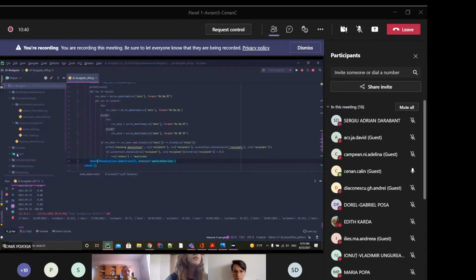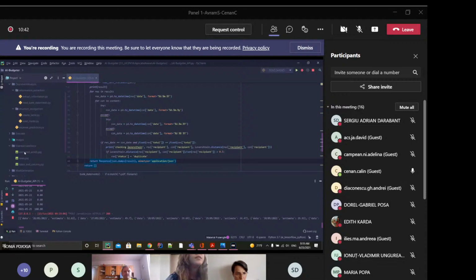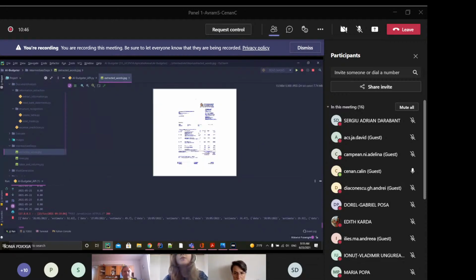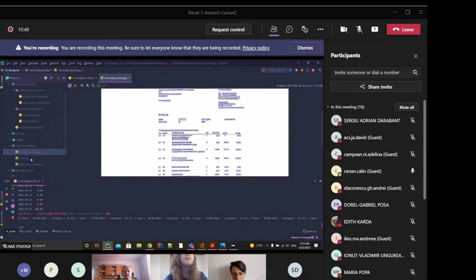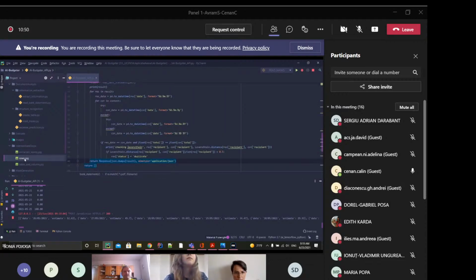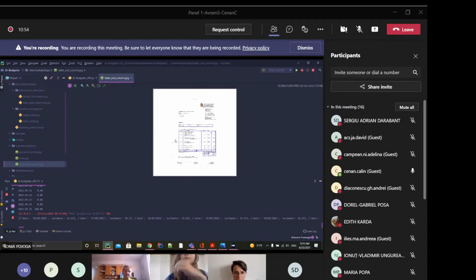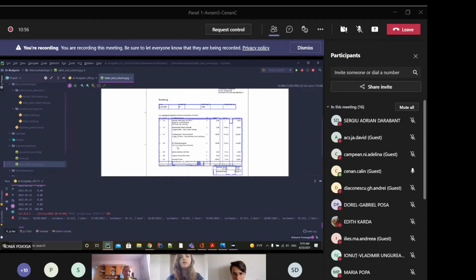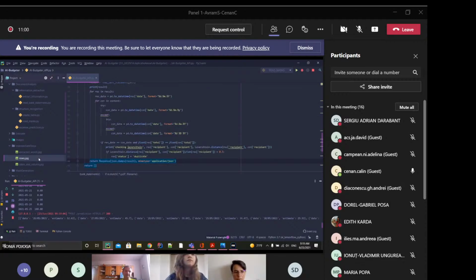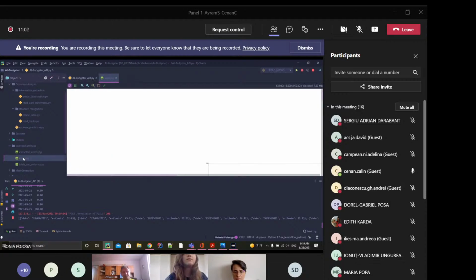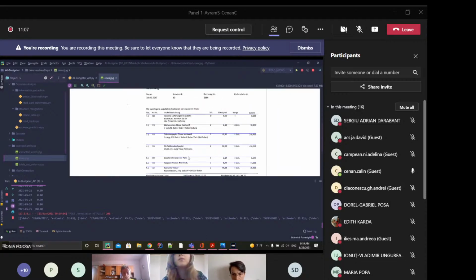And for the images that were actually generated, here we have all extracted words. Here we can see the tables and columns detected. And here we can see the row delimitations.